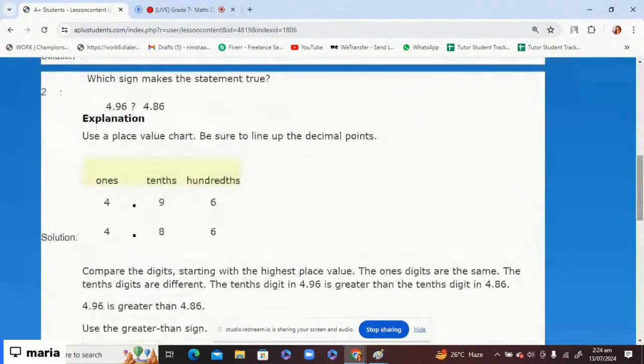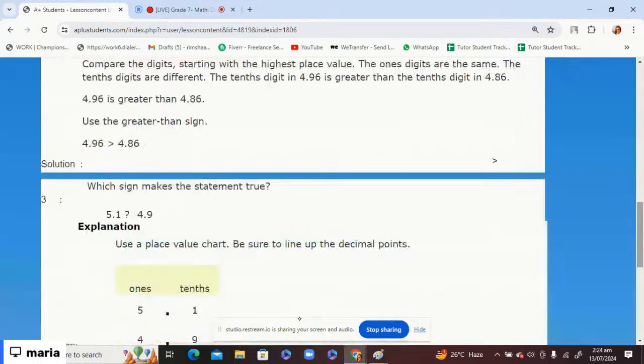Okay, now let's discuss the next, 4.96 and 4.86. Let's check the first. These are the same, but when we see the tenth place, 9 is greater, so 4.96 is greater as compared to 4.86. Now let's do some test questions.